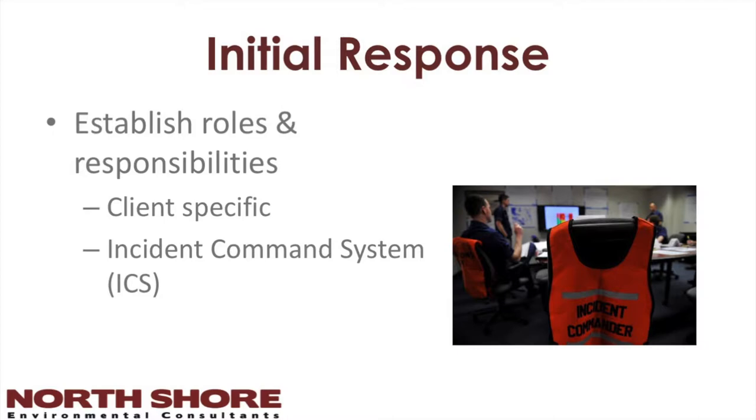In some cases, when you get into larger spill response, you're going to end up working underneath what's called the Incident Command System. This is also known as ICS. ICS is essentially a hierarchical organization system that was developed by forest fighters down in the United States, and it's been implemented into spill response, any type of disaster, even weddings.